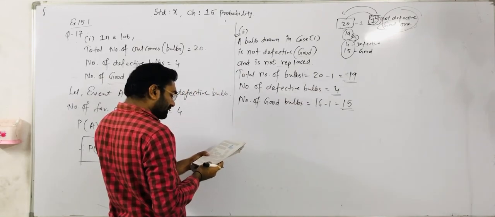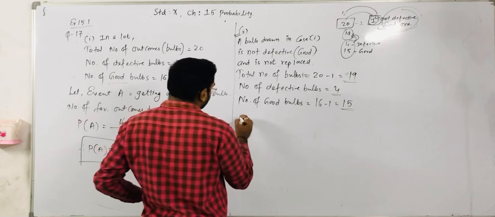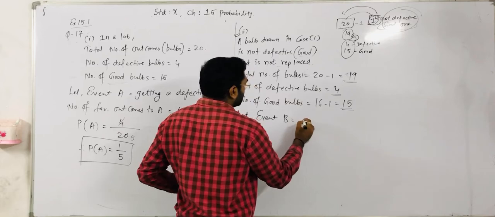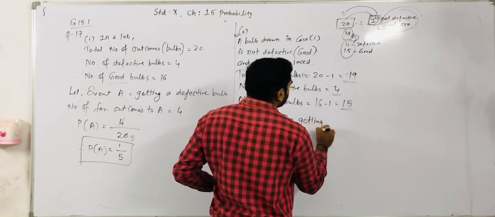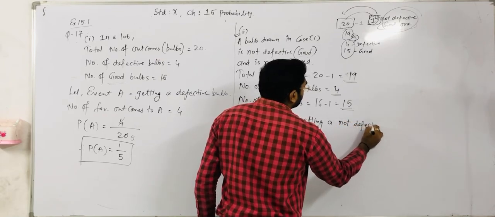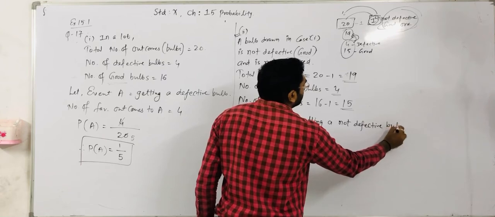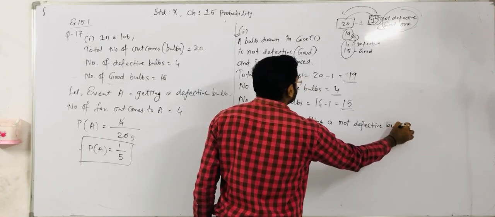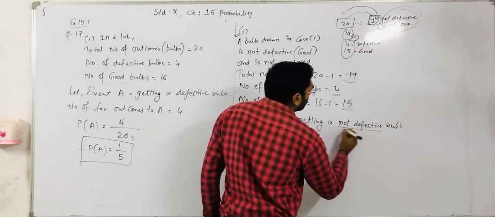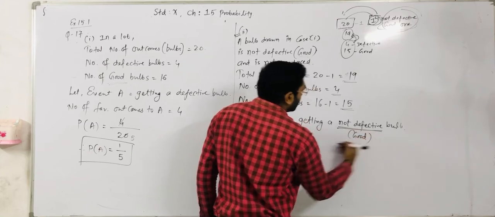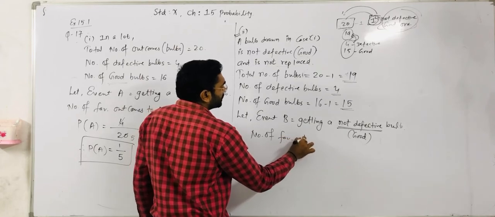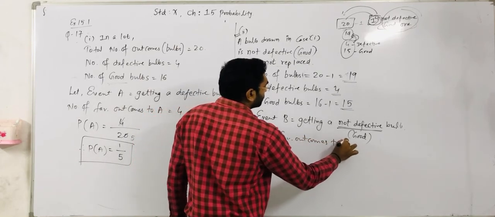So the question is, what is the probability that this bulb is not defective? For that, let the event B be getting a not defective bulb. Not defective bulbs means what? Not defective bulbs means it is a good one. And for the good ones, we have to write the number of favorable outcomes to event B.